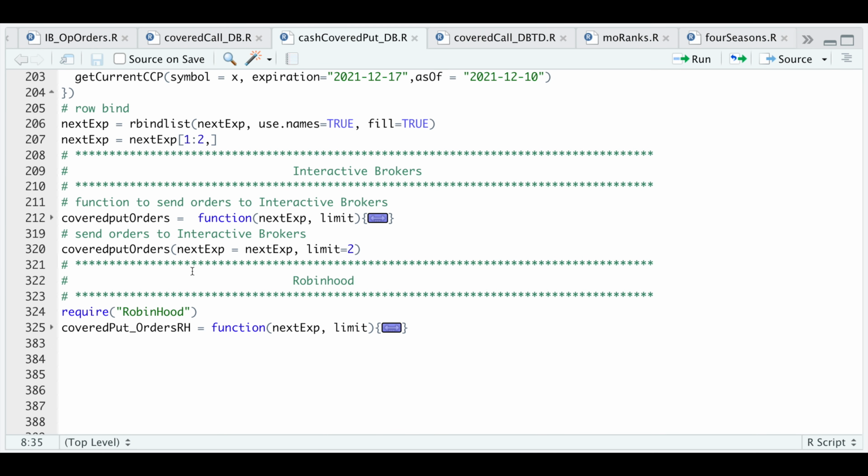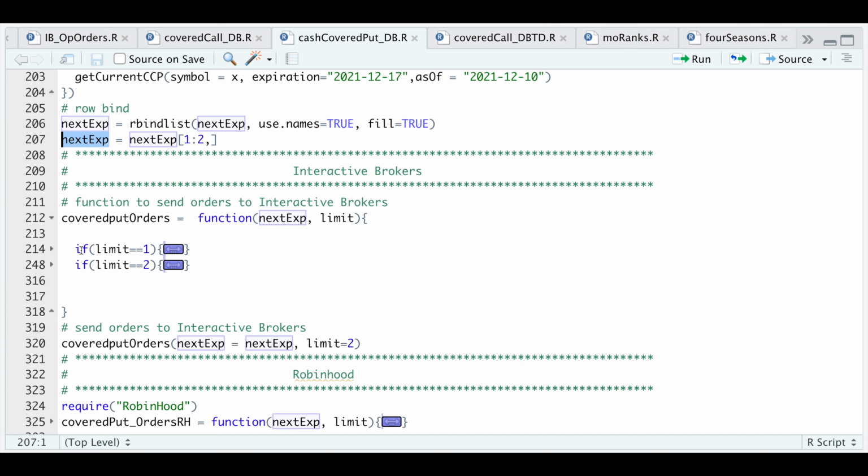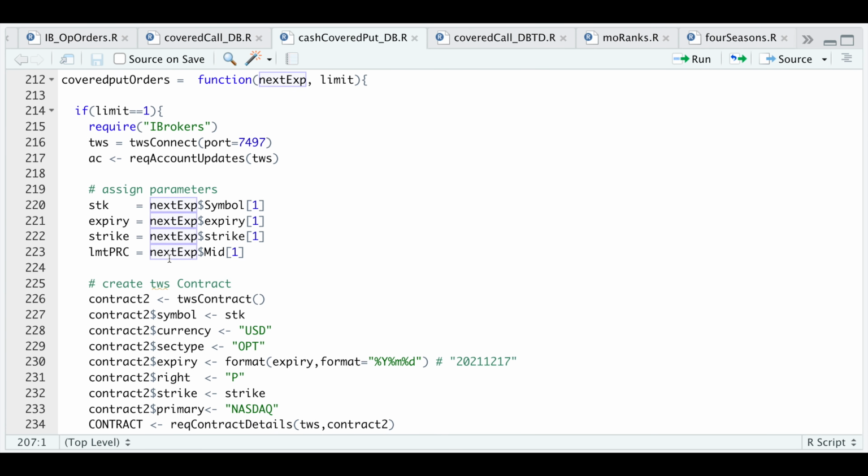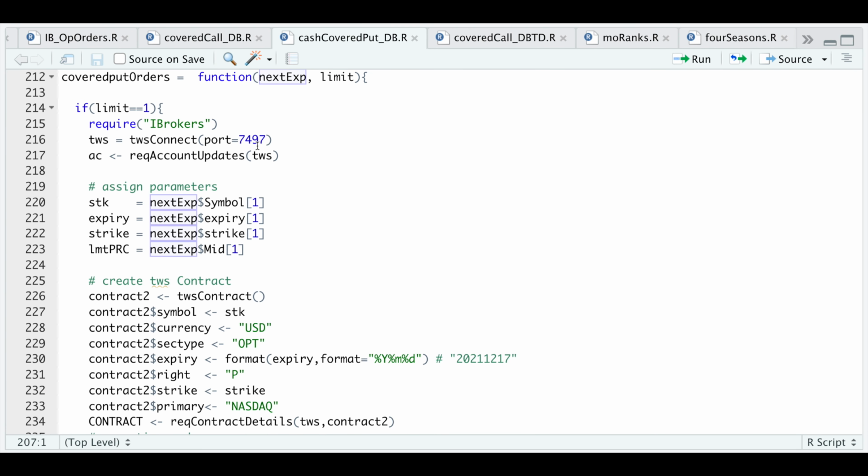So if you're using Interactive Brokers, all we need to pass in is this next expiry data frame and the limit on how many tickers you want to trade. So if you open this up, here we have two cases. So if you want to just place one order, it will do the first block. If you want to place two orders, it will go to the second block. So let's open up the first block. All we're doing is connecting to Interactive Brokers using this port number. And here I'm just assigning the symbol, the expiration, the strike, and the limit price.